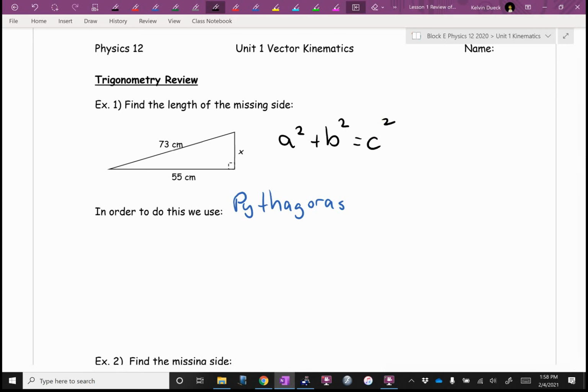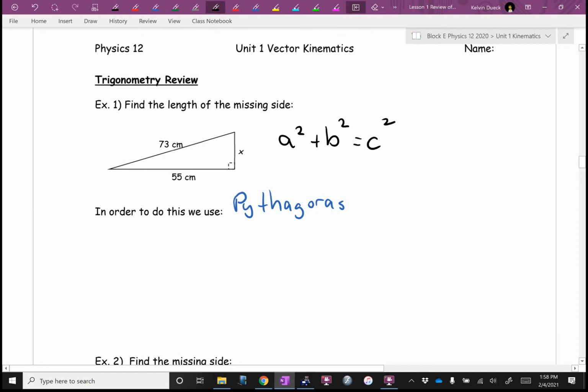Oh, but there is one caveat, one restriction. What always has to go where the C is? The hypotenuse. Yeah. So the x doesn't always go there. The long diagonal side always goes there. As long as you remember that, it's straightforward.